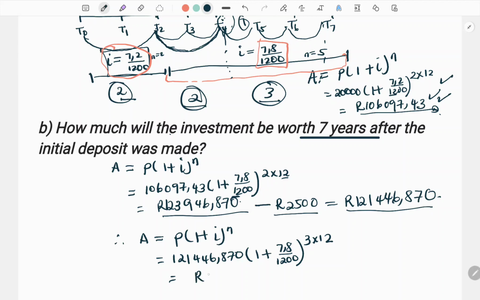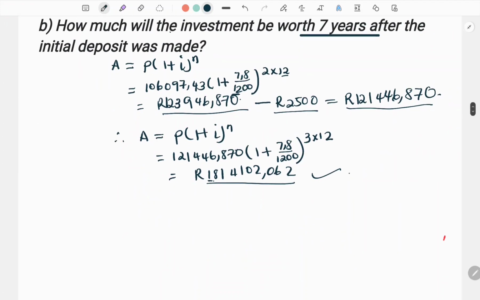Now the value at the end of 7 years, or in 7 years' time, it will be 1,814,102 rands. Yeah, 1,814,102 rands. So that will be your answer. I hope it is clear.